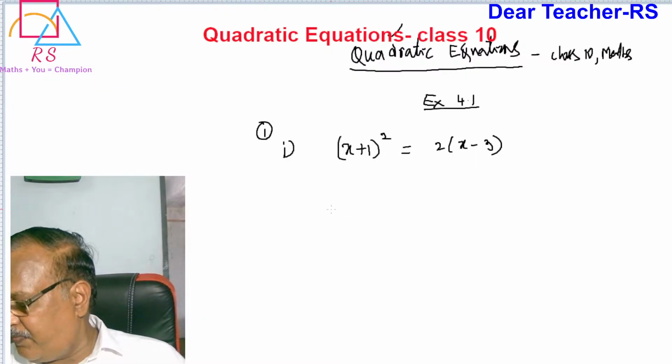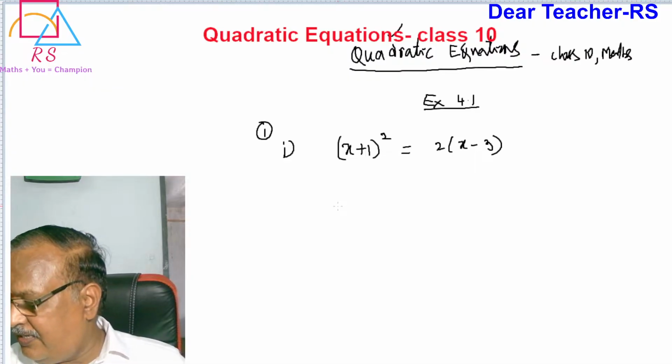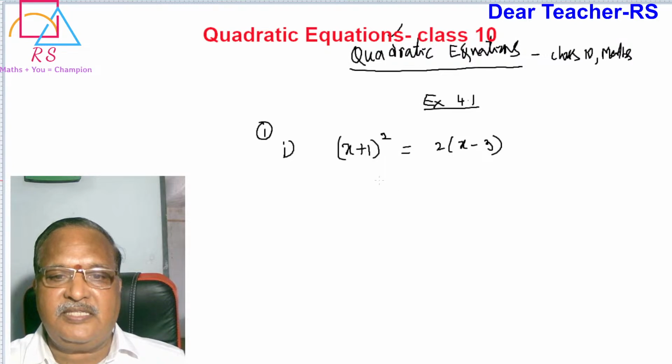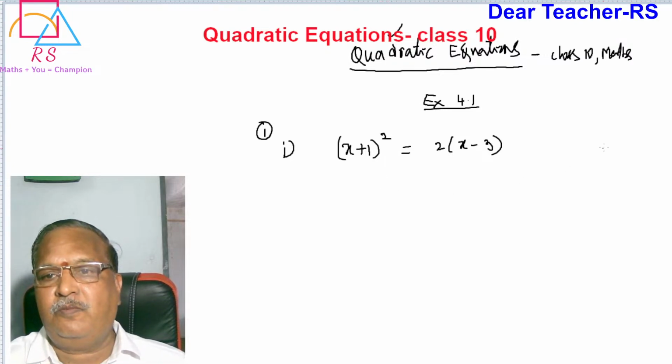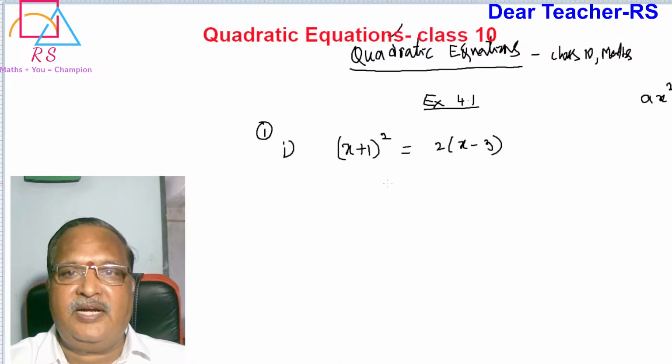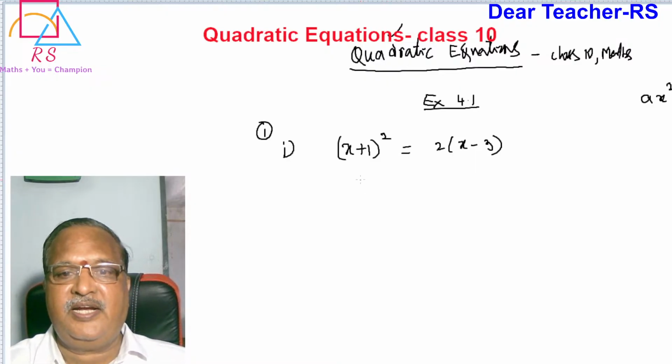So I will try, Lakshmi ji. Then this is not in the standard form. Standard form is ax square plus bx plus c. Only 3 terms should be there. This is not the standard form. You have to put it in the standard form.